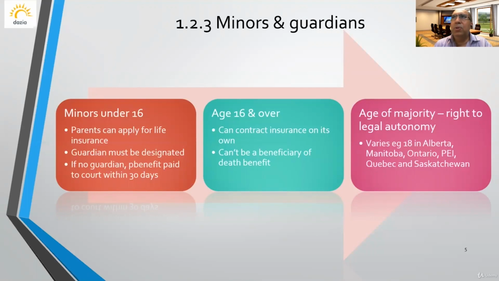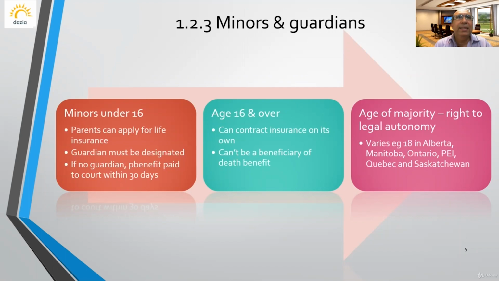If they're age 16 and over, they are allowed to contract insurance on their own. They can get an insurance policy, but they can't be a beneficiary of a death benefit. So they are not able to get money directly, because they are not at the age of majority. In other words, they can be owner, they can buy an insurance policy, and someone else may be the beneficiary, but they cannot be the beneficiary of the death benefit.